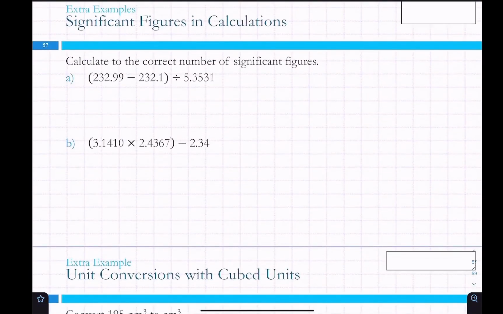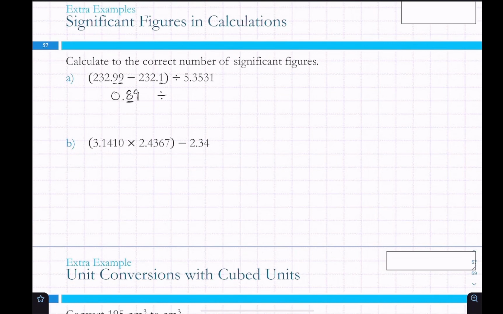A couple extra significant figures and calculations here. So going to have to work stepwise on these because we've got mixed operations, we've got division, and we've got subtraction. And so we're going to start in the parentheses, following the order of operations. So 232.99 minus 232.1. That'll be 0.89. But because this is subtraction, we're going to use the smallest number of decimal places. So 232.1 only has 1 decimal place, so that means that this 8 is our only significant decimal place.